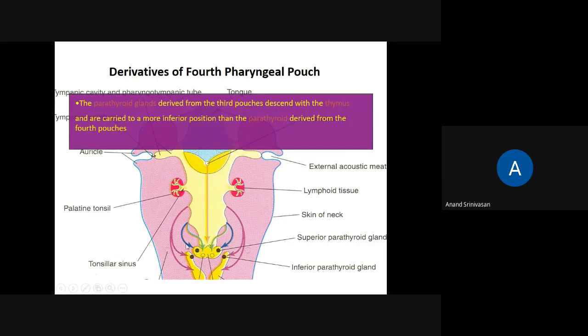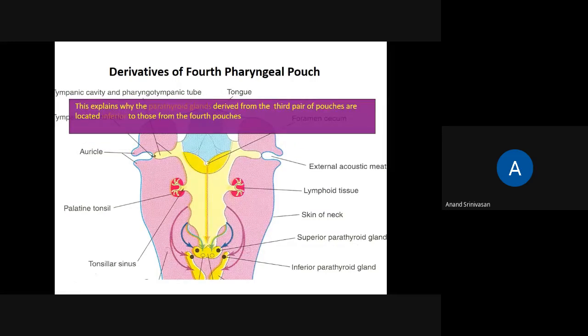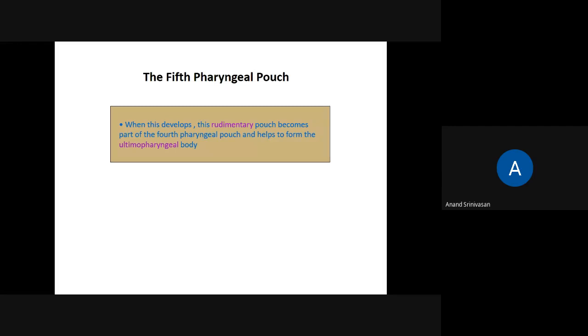So this is the one which you need to know with regard to the endocrine glands. The third gives rise to the inferior parathyroid. The fourth pharyngeal pouch gives rise to the superior parathyroid gland. The fifth pharyngeal pouch gives rise to the ultimobranchial body.